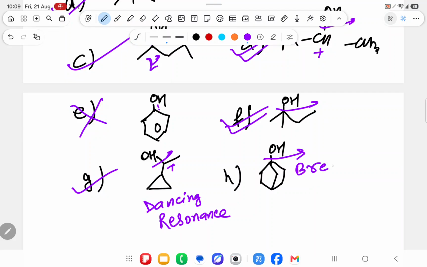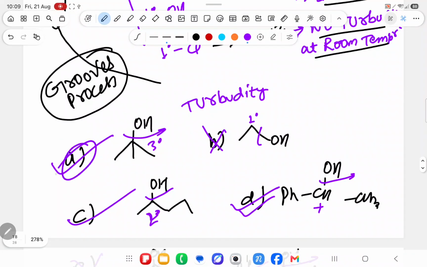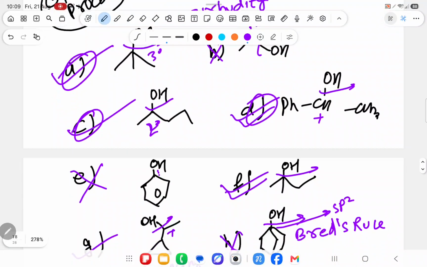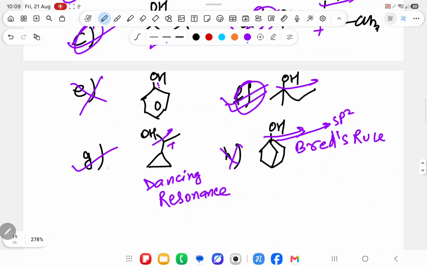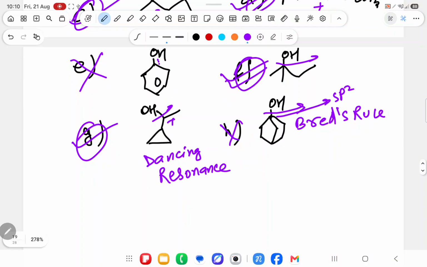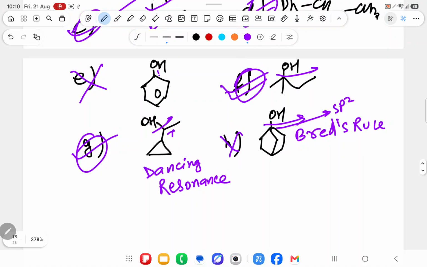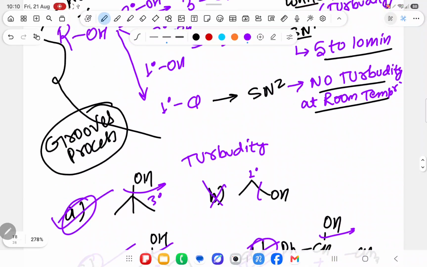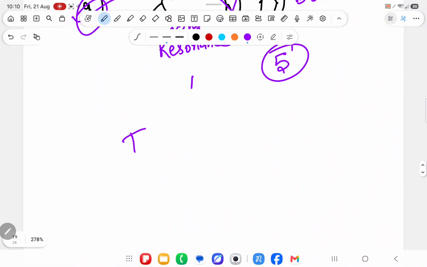No, Bredt's rule does not allow the sp2 hybridization on the bridge carbon. So not possible. How many of them will give? 1, 2, 3, 4 and 5 will give the white precipitate. I hope you understood the part very properly. Anyone has any doubt regarding this? Acha, if they change the question and ask which will give turbidity.